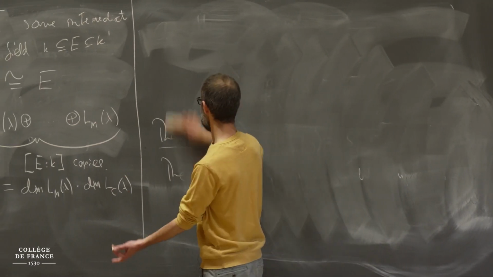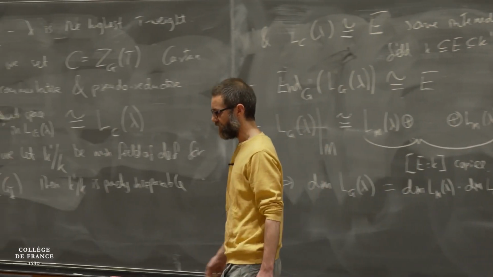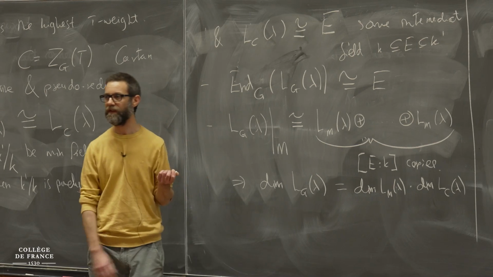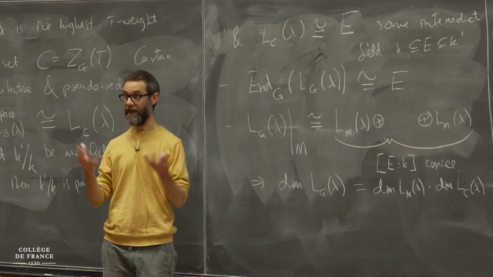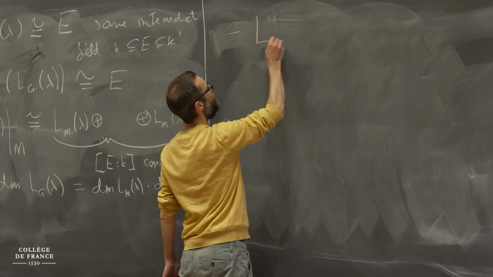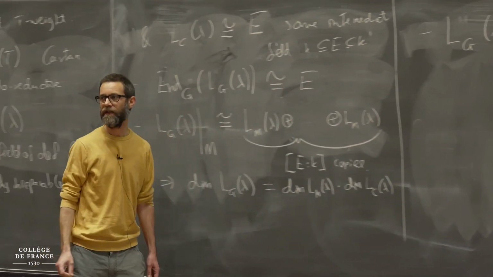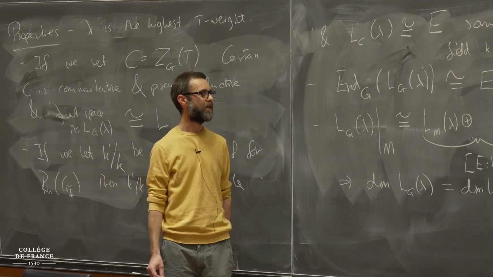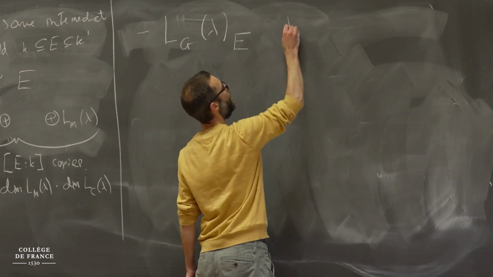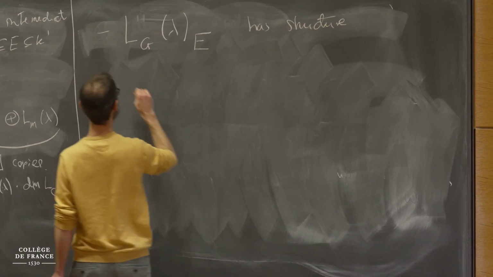So this last thing I wrote down, this decomposition of what happens when you restrict to M, sort of tells you that this simple module is kind of made up of a bunch of copies of the simple module for the Levi glued together in some way. And if you want to see exactly how they're glued together, you can, but only if you're willing to base change up to this extension E. Once you do this, this has structure in some sense controlled.